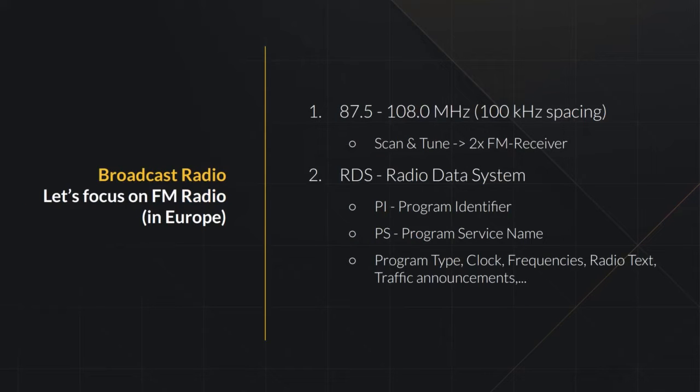So to keep it a bit simpler, let's focus on just FM radio for now and just in Europe, right? And we get a frequency band from 87.5 to 108.0 megahertz with a 100 kilohertz spacing, which gives you the total maximum number of stations if you want to calculate it.